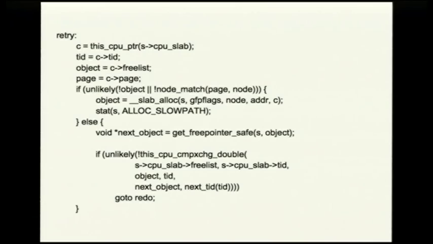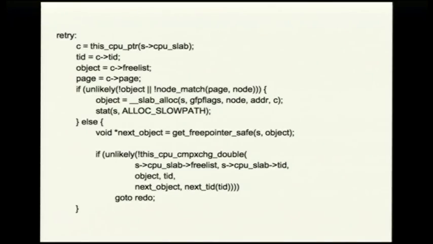I can't see the code. I've just heard you describe it, but presumably just before the compare exchange double, between the else and the if unlikely, you have a check to see if you're still on the same CPU, right? No. Oh, okay. Where do you put it? The check of your state on the same CPU is via the TID. The TID is unique to each CPU.